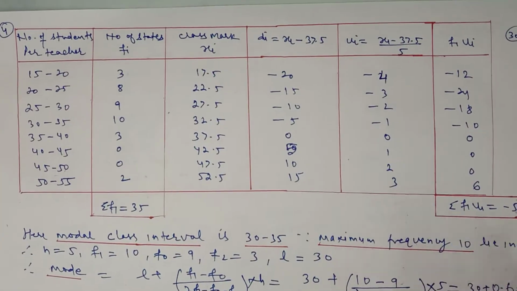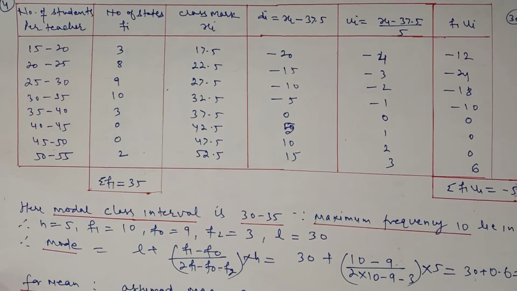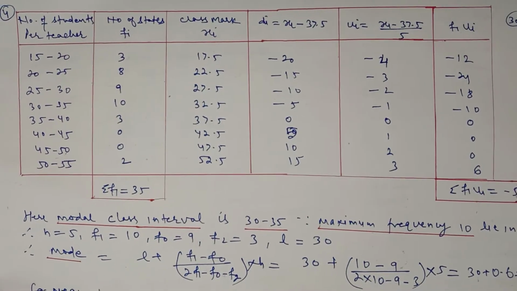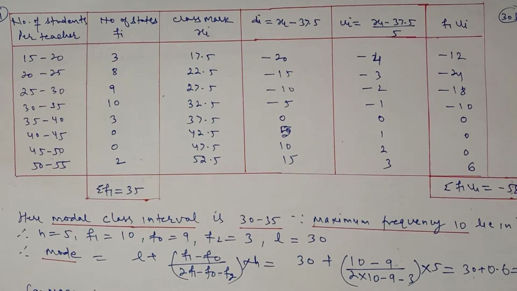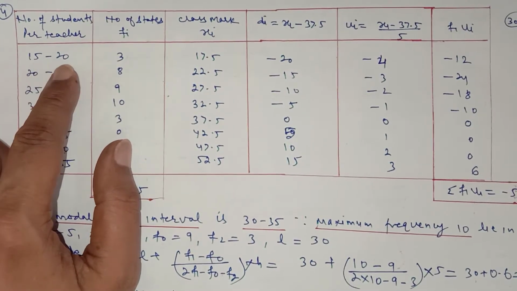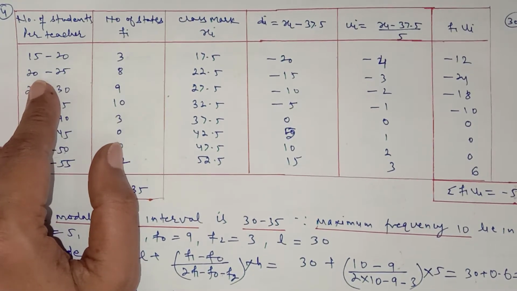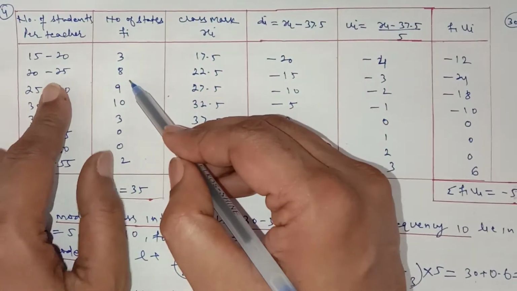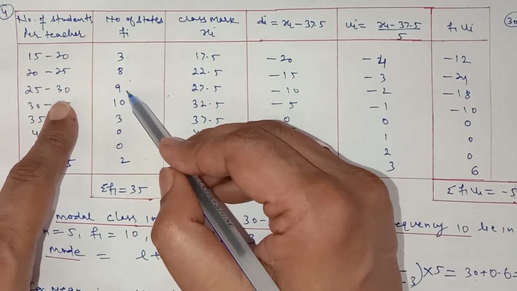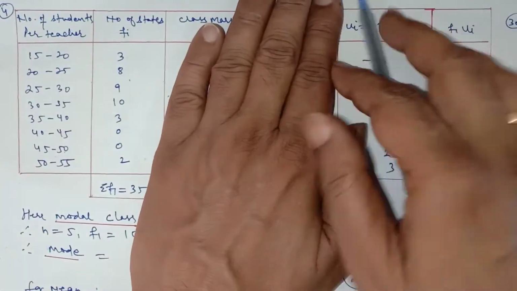Now in question number 4, read it carefully. In this you have to find the mean as well as the mode of the number of students per teacher, and how many states there are, it is given. If the number of students per teacher is 15 to 20, the states are 3. If the number of students per teacher is 20 to 25, the states are 8. If the number of students is 25 to 30 per teacher, the number of states are 9, and so on. These two columns are given.